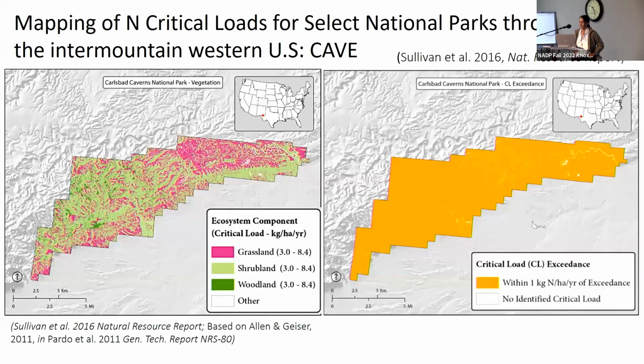And in this report, they showed that nitrogen critical load exceedance was within 1 kilogram of nitrogen per hectare per year over vast portions of Cave. However, the authors did note that the data reflected estimates from 2011 and thus may not fully capture future emissions and deposition if they had changed.